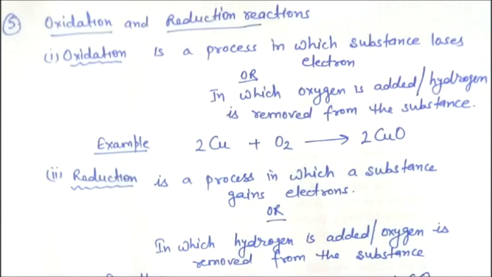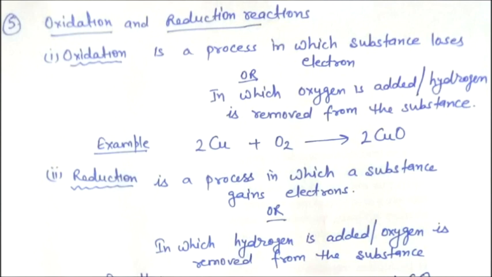Another important type of reaction is oxidation and reduction reactions. First, we will understand what is oxidation. Oxidation is a process in which a substance loses electrons, or in terms of addition of oxygen or hydrogen, we can define it as a process in which oxygen is added or hydrogen is removed from a substance.